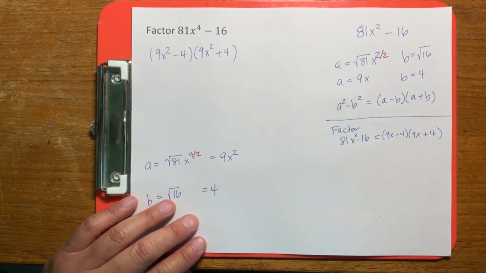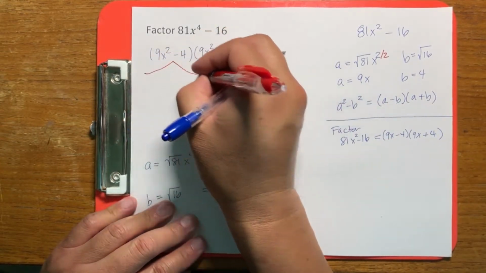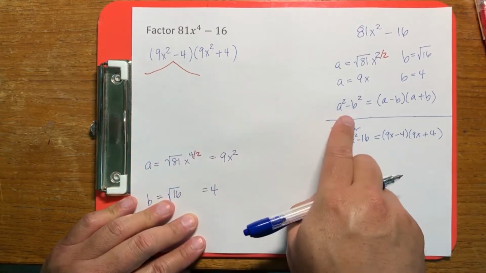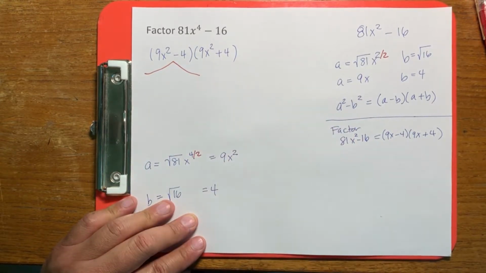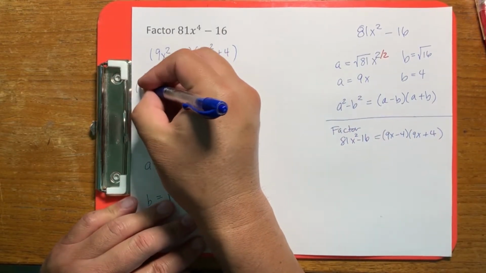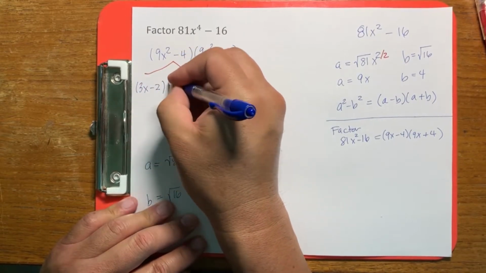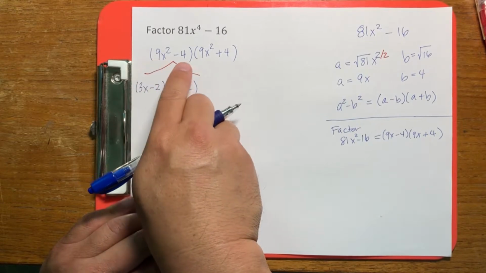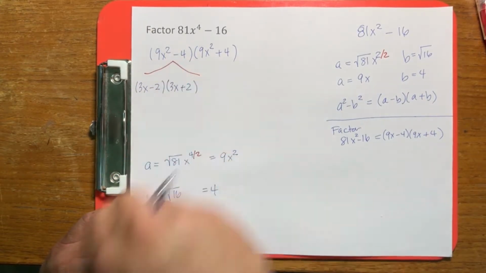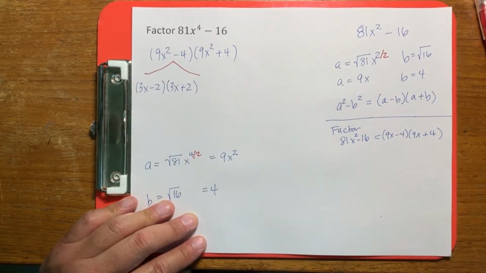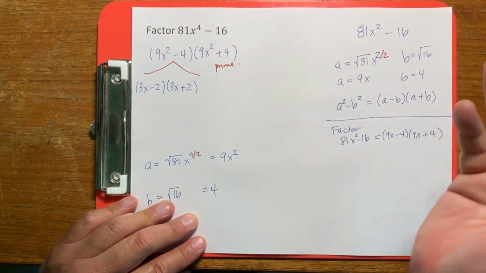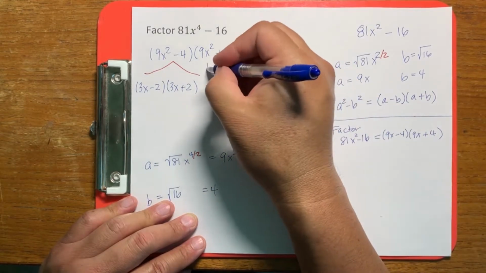Now the trick to this problem is that this is still factorable, this right here. See, I got a square and a minus, so I can use this a squared minus b squared formula again. And I can go 3x minus 2, 3x plus 2, right? I'm taking the square root of 9 and 4, and I'm dividing the exponent by 2. Now, this right here is prime. It's still part of the answer. It gets moved down.